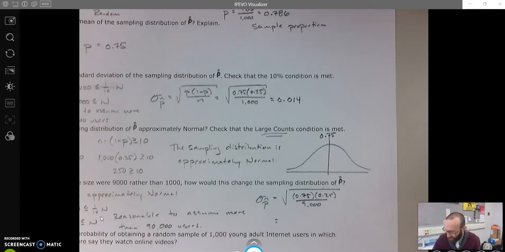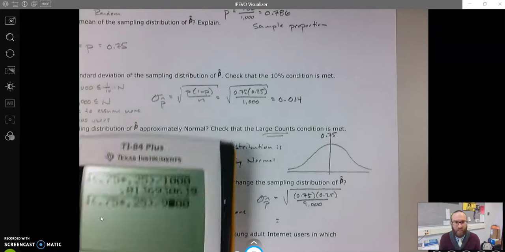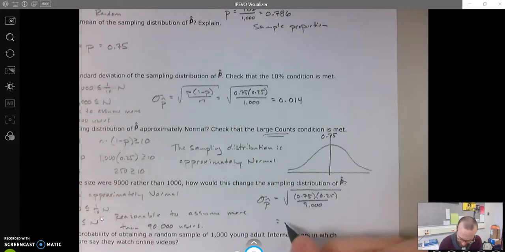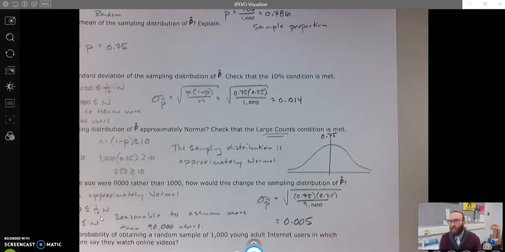So I'm going to go back in, and all I'm doing is changing this to 9,000 now. And now it's going to be 0.005. So it's going to decrease the standard deviation. In general, a larger sample size is better as long as it still meets those conditions and it's reasonable to obtain that sample size.